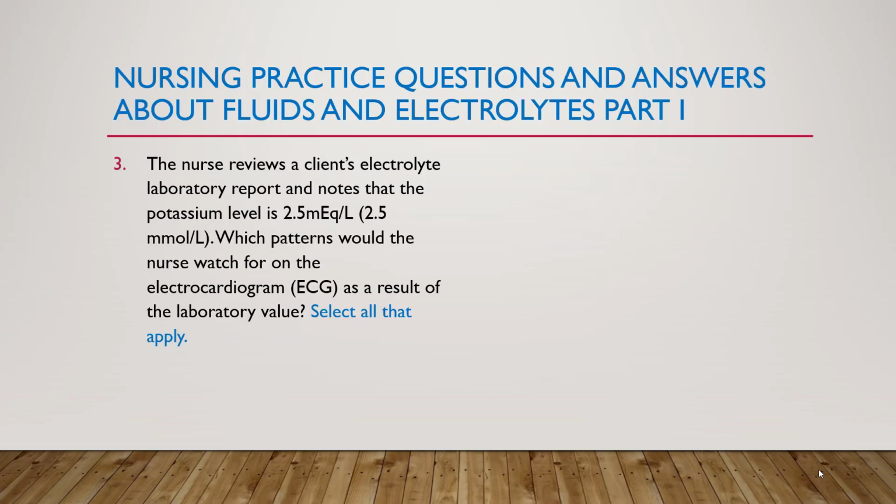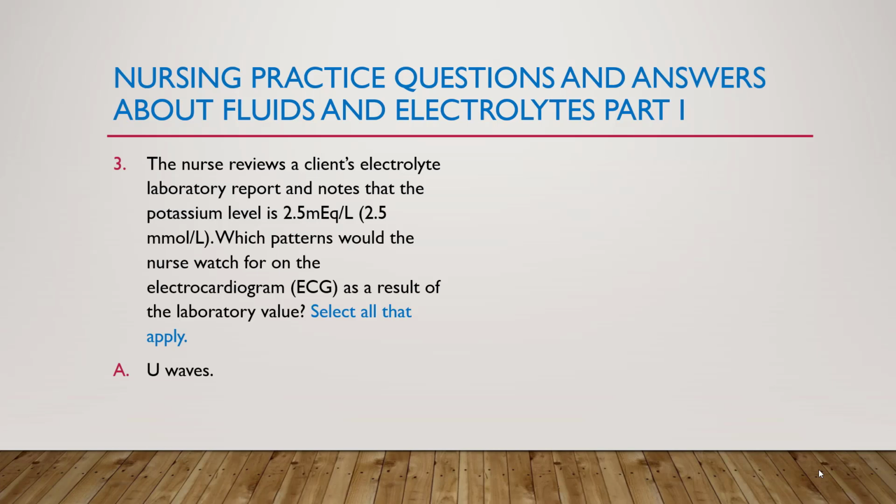Now let's move to the third question. The nurse reviews a client's electrolyte laboratory report and notes that the potassium level is 2.5. Which patterns would the nurse watch for on the ECG as a result of the laboratory value? So select all that apply. So these are the options.